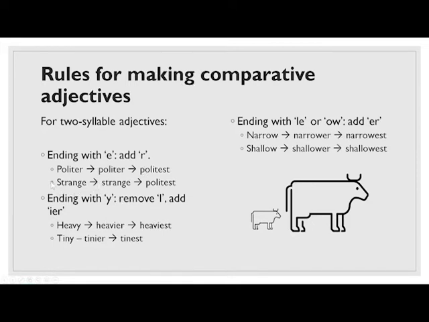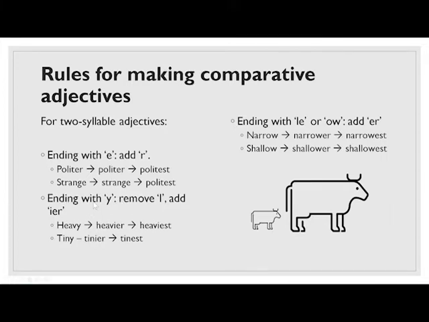And the word strange. Strange has two syllables. The comparative adjective becomes stranger. I had forgotten to add the R, but it becomes stranger and strangest. This has to be changed to strangest. I have copied it from the previous slide and forgot to change it. So sorry about that.